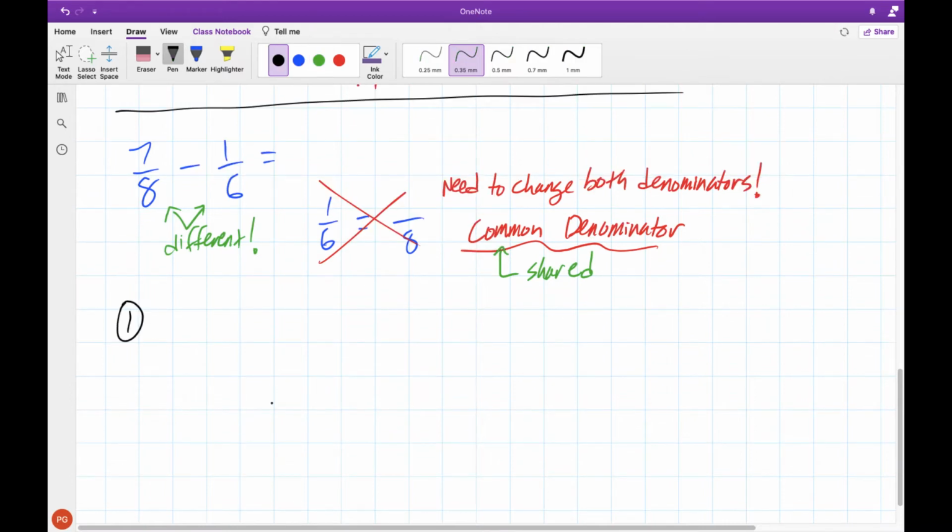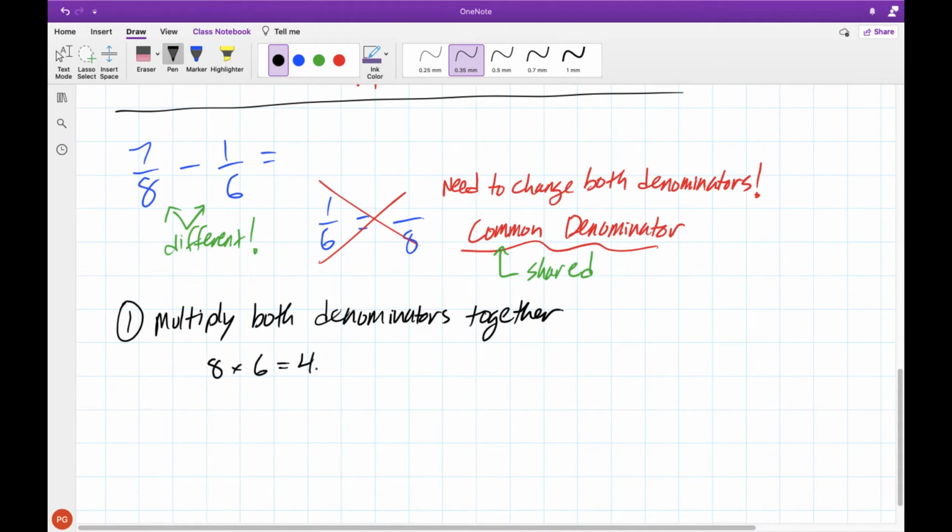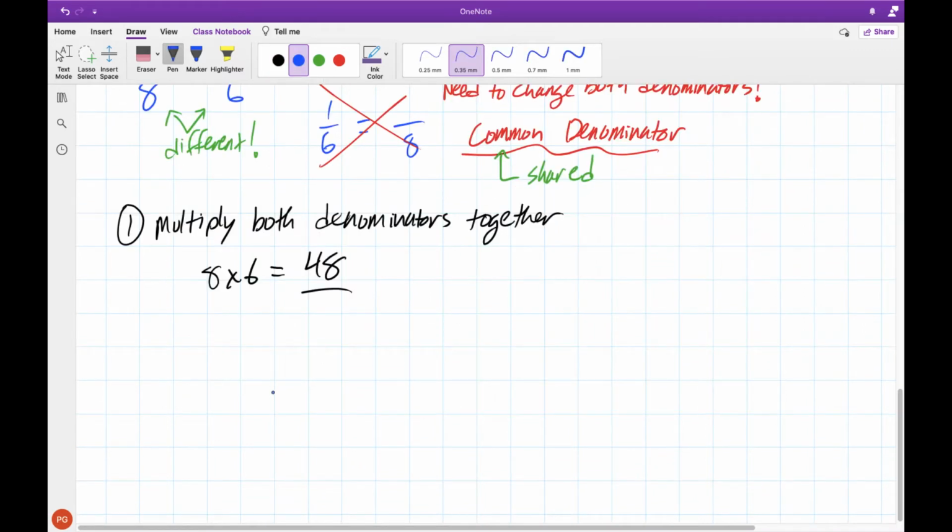There are 2 different ways that we can find a common denominator. The easiest or simplest way is to just multiply both our denominators together. So if we do 8 times 6, we get 48. 48 can be the common denominator. So now we need to convert both fractions so that they have a denominator of 48. For our first one, in this case, we're multiplying by 6, so we need to do the same on the top and multiply by 6. For our second denominator, we do the same thing.